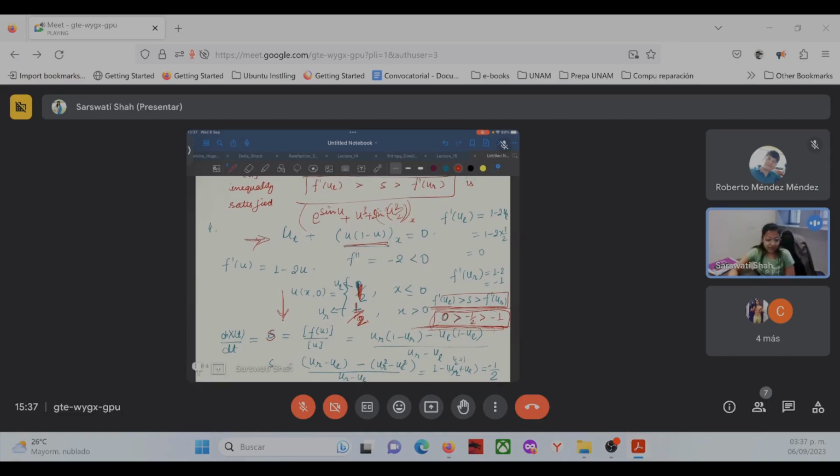So you can see that when the flux function is convex, the Lax entropy condition reduces to ul is greater than s is greater than ur. However, when the flux function is concave, it reduces to ul is less than s is less than ur. So that's why we always stick to the convex flux function, because it is easier for us to remember those things, isn't it?